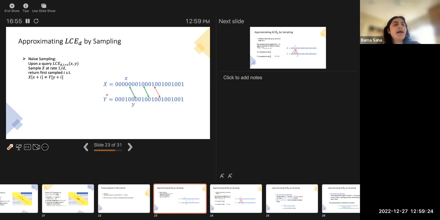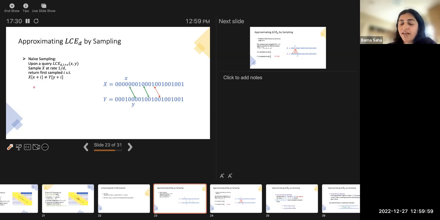Here we should note that for LCE_d queries, the lowest sampling rate that we can hope for is 1 over d, because we have to catch one error out of d errors. So really we cannot expect to have a sampling rate lower than 1 over d. So suppose I sample x at a rate of 1 over d, and then we return the first sampled i such that x plus i doesn't match with y plus i. We have these small x and small y positions from where we are computing this LCE_d query.